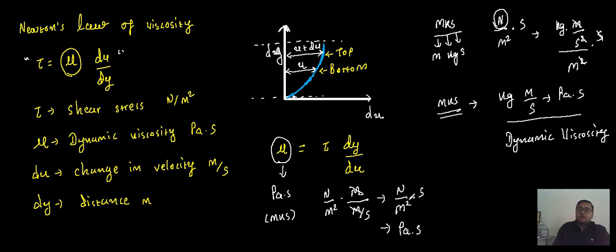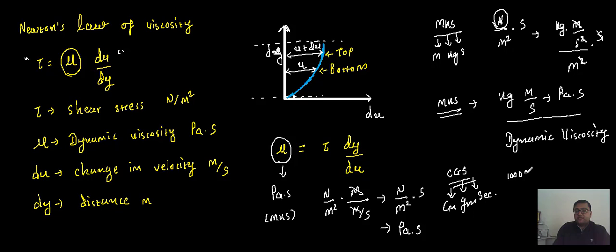Perfect. Okay, now let's discuss the CGS unit. When we are deriving the CGS unit, CGS stands for C for centimeter, G for grams, and S for second. So let's convert this kg into meter per second into grams, centimeter, and second. What is the equivalency of kg into gram? 1 kg is equal to 1000 gram.